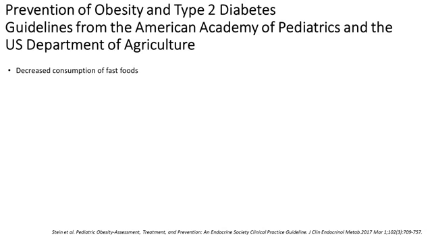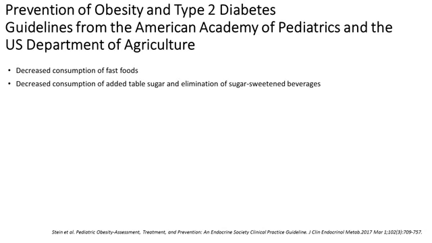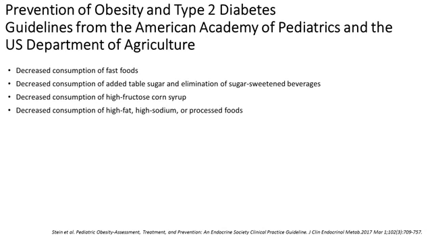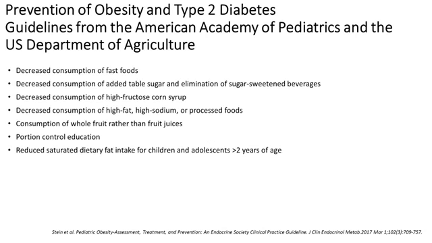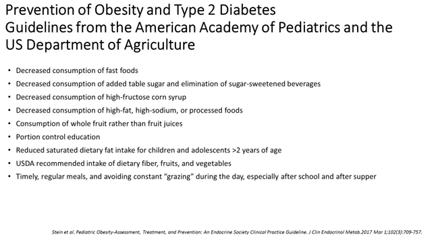Department of Agriculture recommend decreased consumption of fast foods, decreased consumption of added sugar, and elimination of sugar-sweetened beverages, decreased consumption of high fructose corn syrup, and decreasing high fat and high sodium or processed foods. They also recommend consuming whole fruits rather than fruit juices, portion control and education on portion control, reducing saturated dietary fat intake, and trying to eat more dietary fiber, fruits, and vegetables.